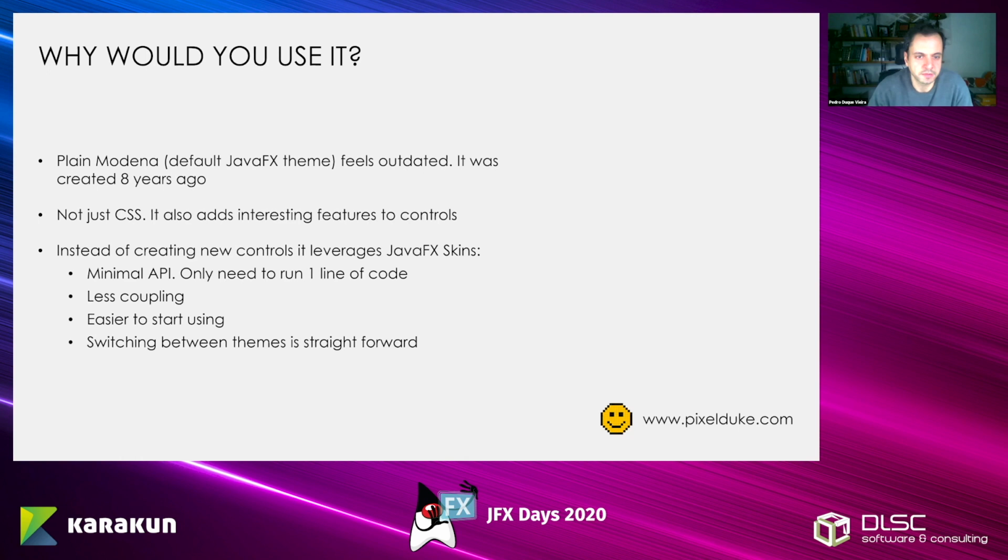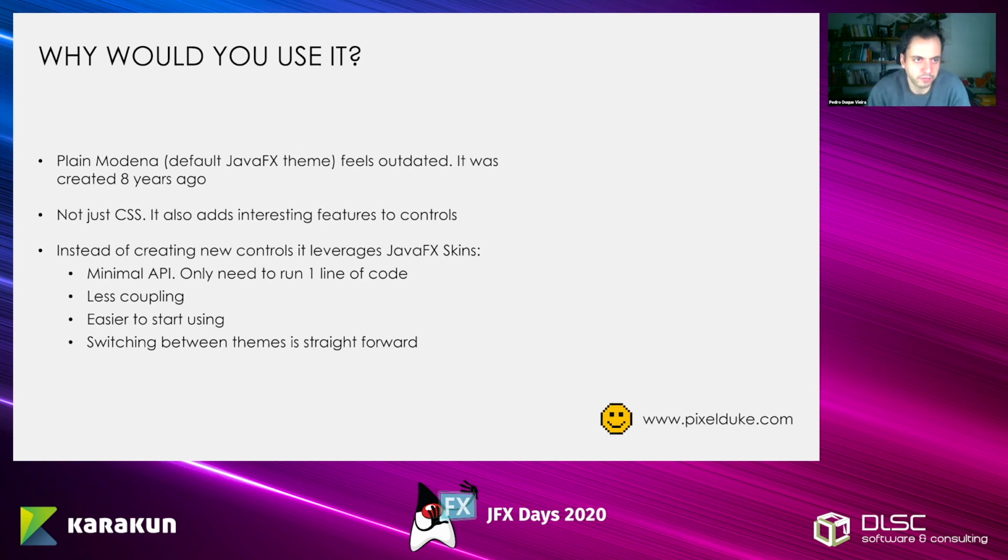Instead of creating new controls, it leverages the JavaFX skin API. So this means that it has a minimal API. You only really need to run one line of code, and you have JMetro set on your application. There's less coupling. There are no new controls. I could have created new controls with added features, but I use the same controls as the JavaFX SDK. But through the skin APIs, I replace the skin and I add new features. It's also easier to start using because of this.